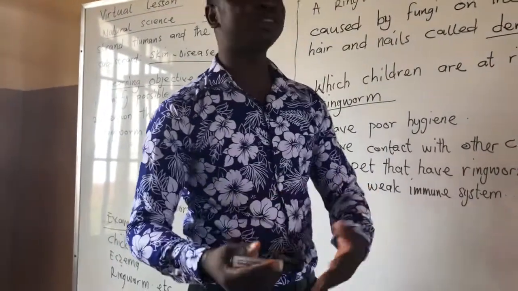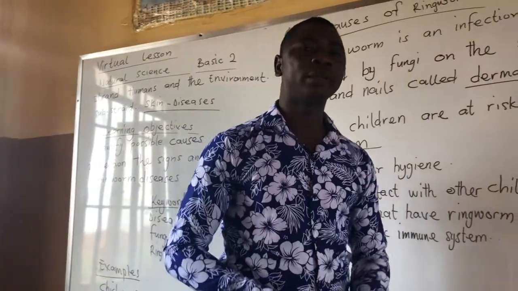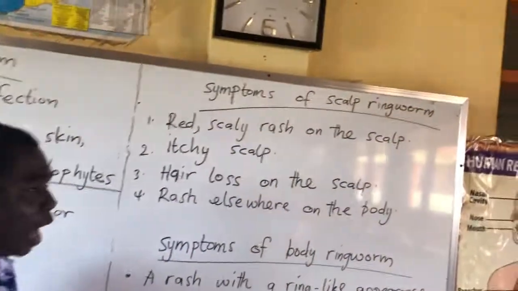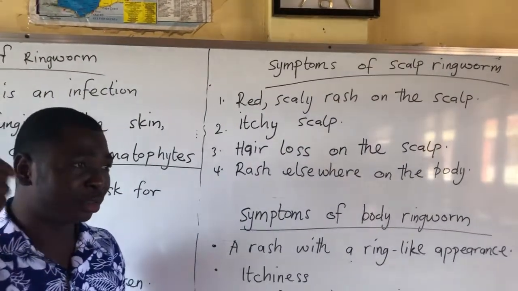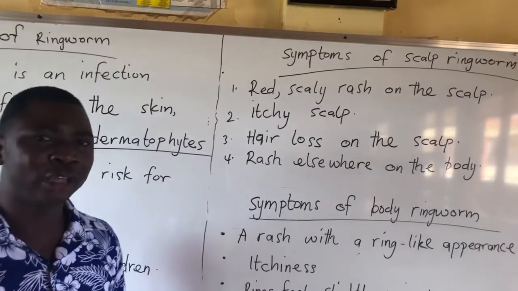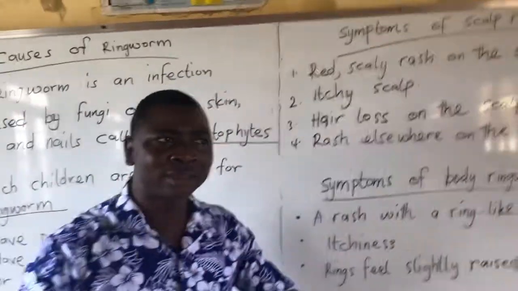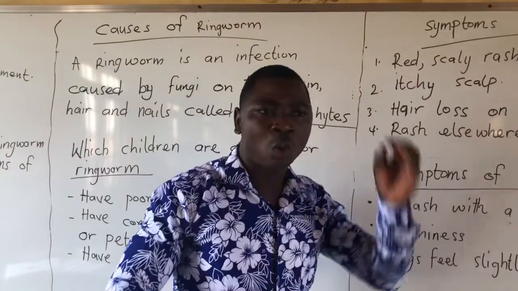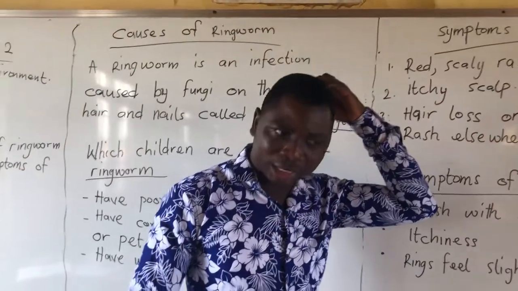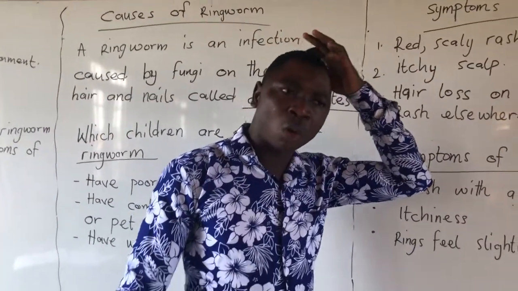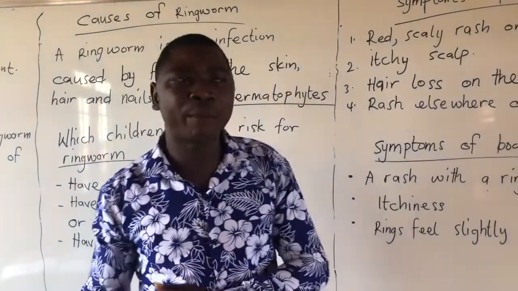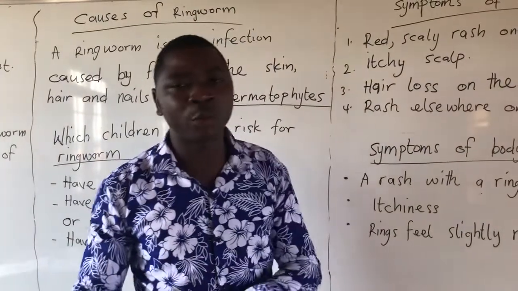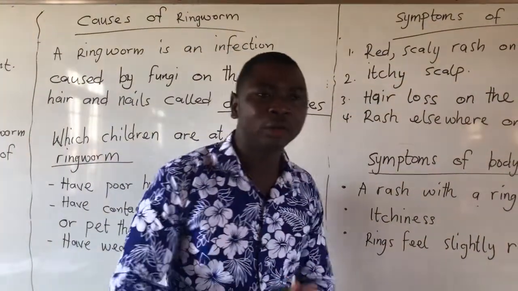Let's talk about the symptoms of ringworm. I said we have different types of ringworm. It can affect different parts of the body. When it affects the scalp, we say it's scalp ringworm. When it affects the body, we say it's body ringworm.